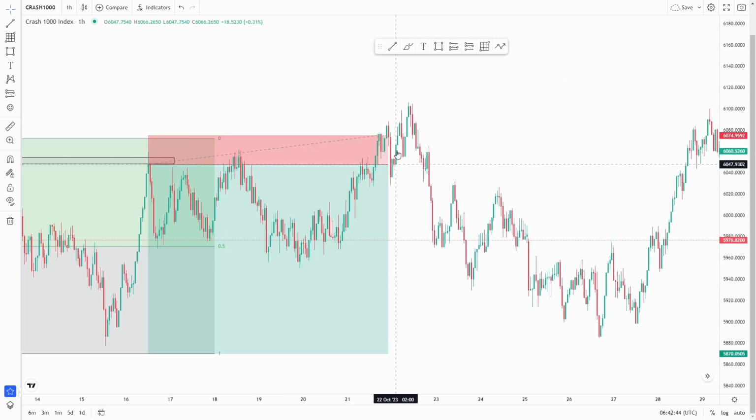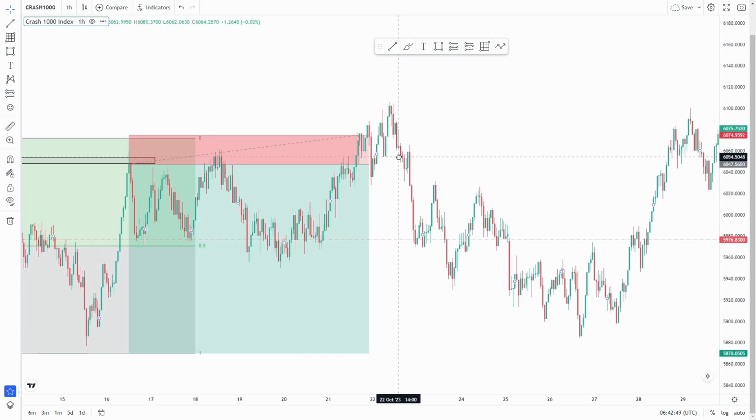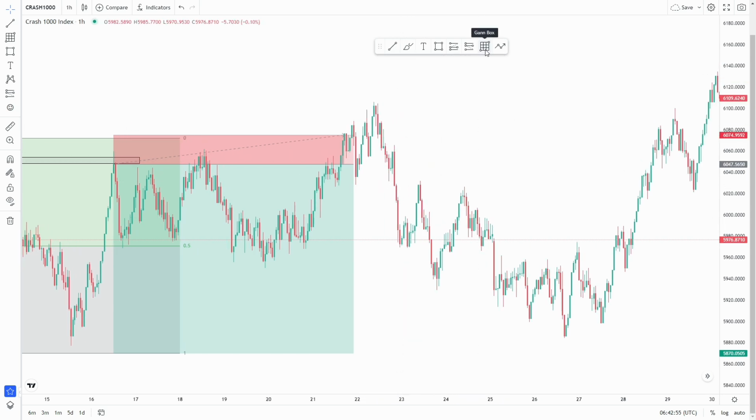Alright, so high, low, high, low, high. We broke that low, so it's a market structure shift. Let's see what's happening. Got a big impulse move. Okay, second impulse move. So now we took out this low. So now we can start measuring from this most recent valid high.